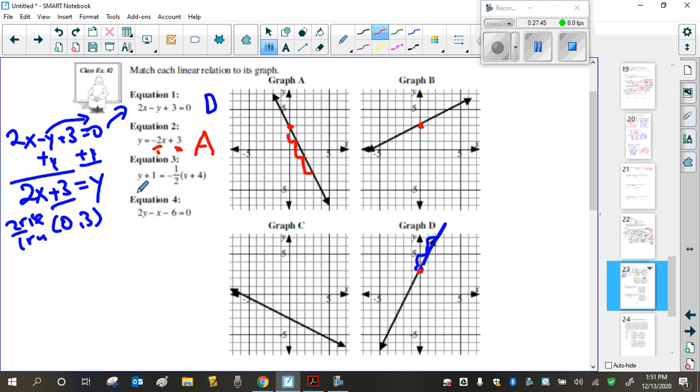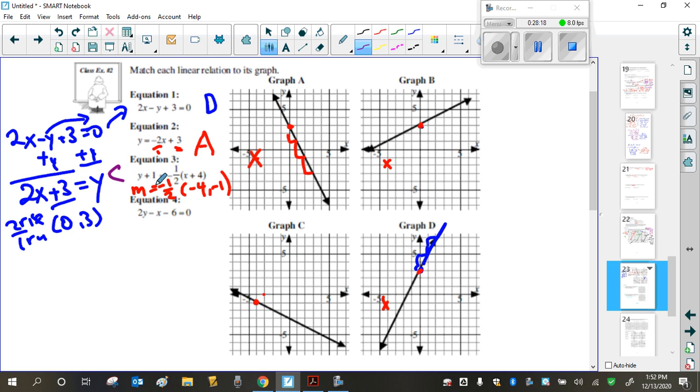Equation 3, I have a slope of negative 1/2, and my point is negative 4, negative 1. So 4 to the left, 1 down. Nope, not this one. Nope, not that one. 1, 2, 3, 4 to the left, 1 down. Yup. Not that one. So just by the point, we can see that equation 3 is C.